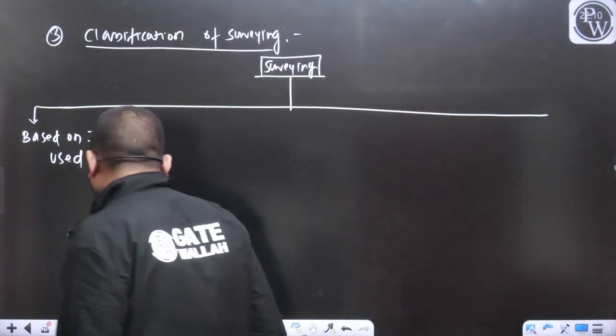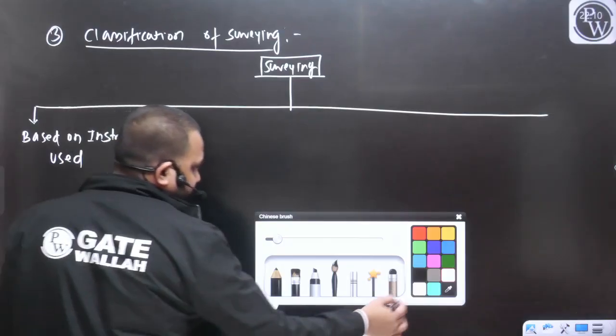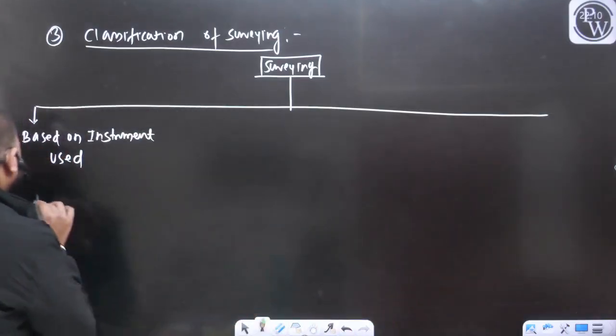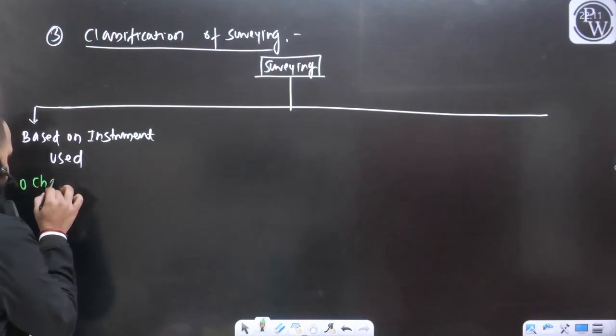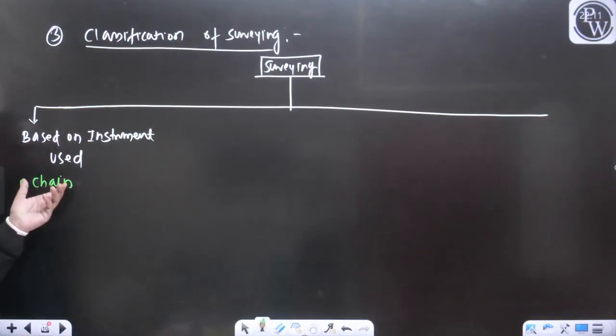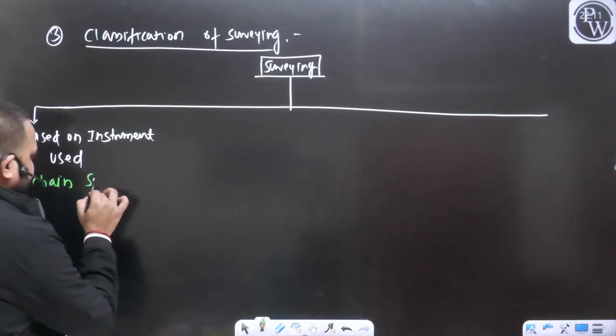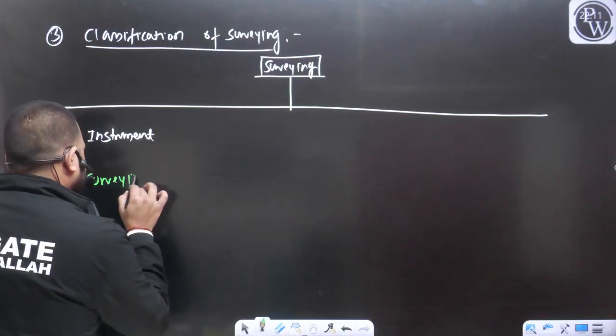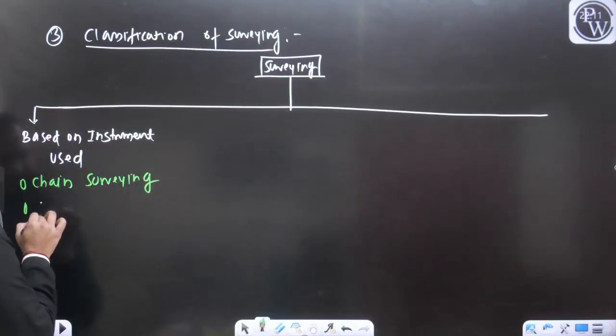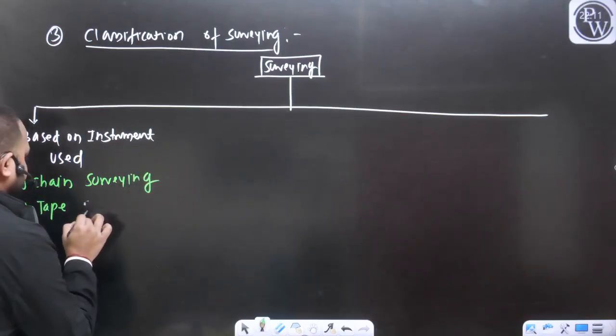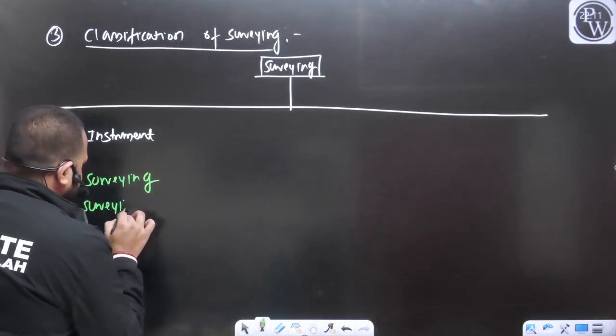For example, we can use the chain for the measurement of the horizontal distance. So this is going to be chain surveying. We can use the tape for the distance measurement. So this is going to be tape surveying.